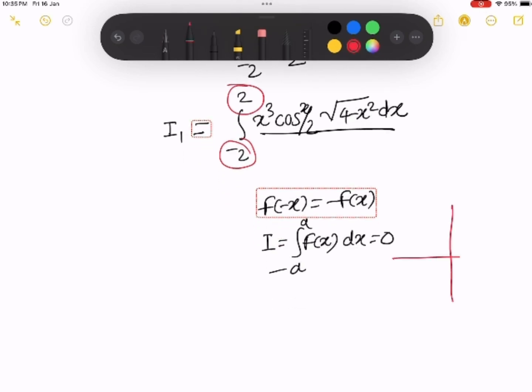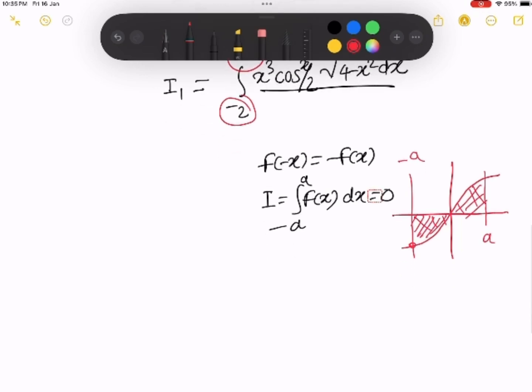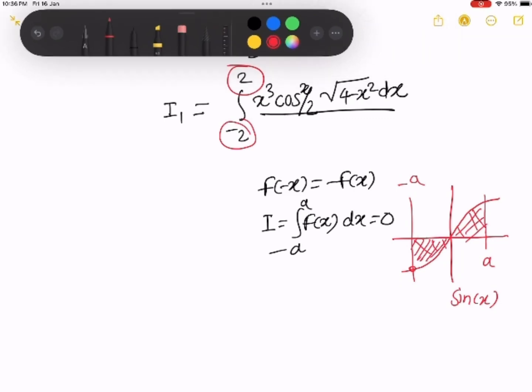Because let's plot this graph. Let's say this is the function f of x and it goes like this. If we take this as a and this as minus a, we can see that f of minus a is nothing but the negative of this one. So when we calculate the area, this will be plus and this will be minus, so the overall sum will be 0, like in the case of sine x. Okay, so let's check whether this holds true for our case.